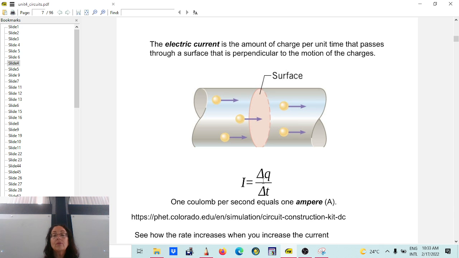So that's the definition of current. It's the number of coulombs per second. So if you have your circuit, and let's say there is a surface here, if you have 3 coulombs per second, that will be 3 amps. If you have 10 coulombs per second, that will be 10 amps. If you have just one, that will be 1 amp. Is that clear? Right? So that's the definition.